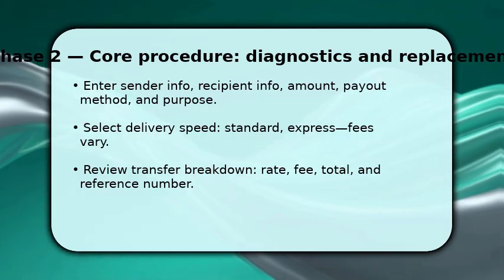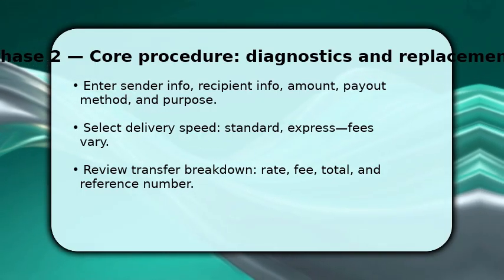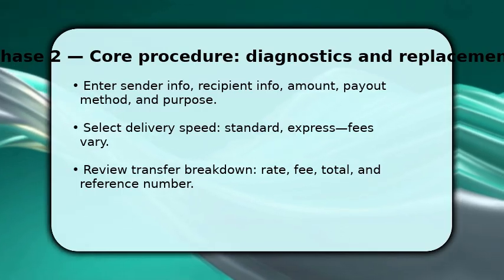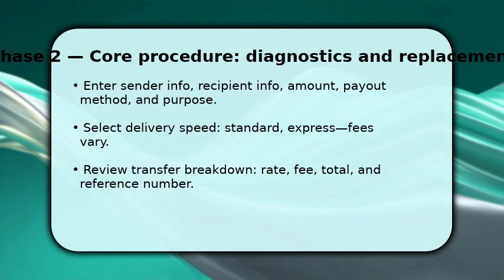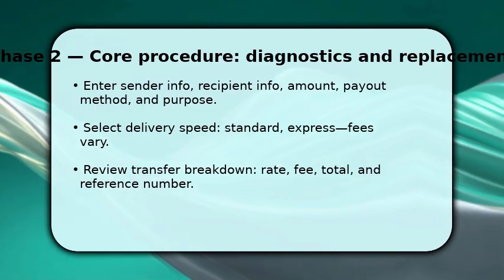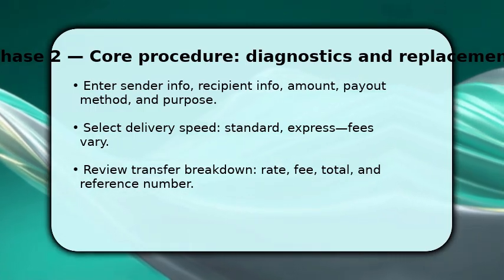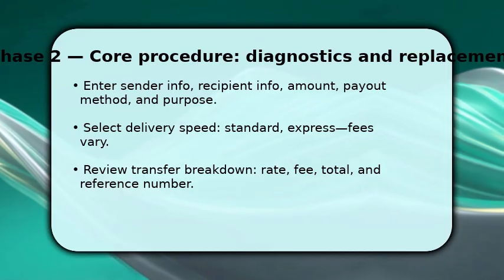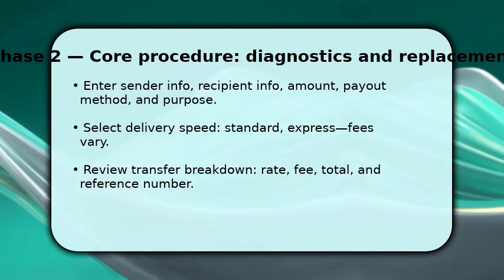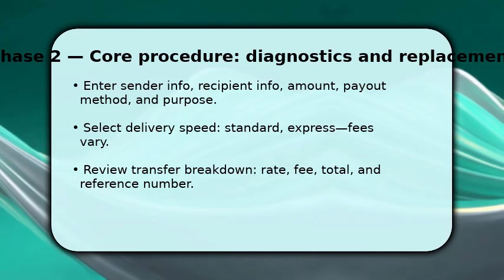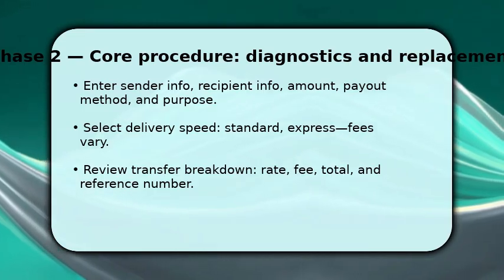Once you select delivery speed, note faster options cost more. Compare cost versus urgency. Make sure to input the purpose of transfer if requested, and verify the beneficiary's bank routing or pickup location when required. Before submitting, review the breakdown for rate, fee, and total. Once you confirm, authorize the payment.